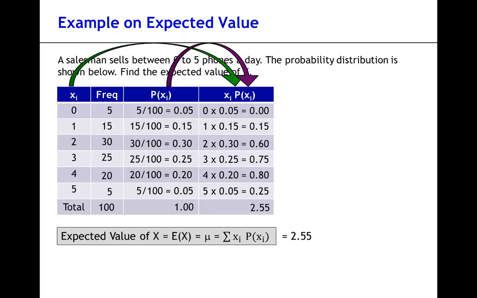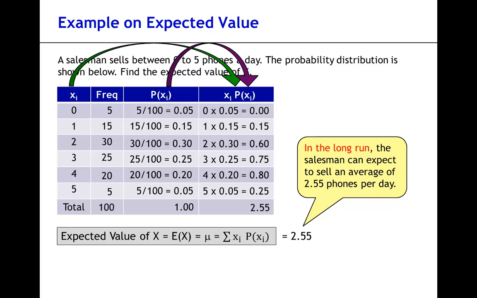The way the expected value should be interpreted is that in the long run, the salesman can expect to sell an average of 2.55 phones per day. The keyword here is in the long run.